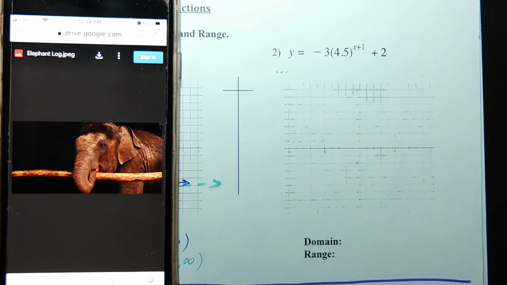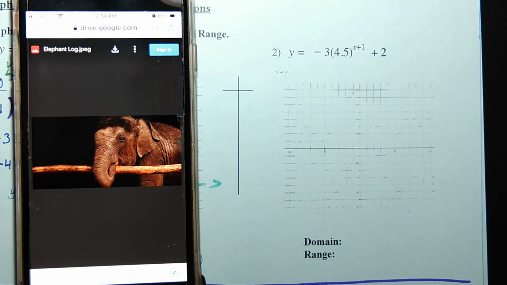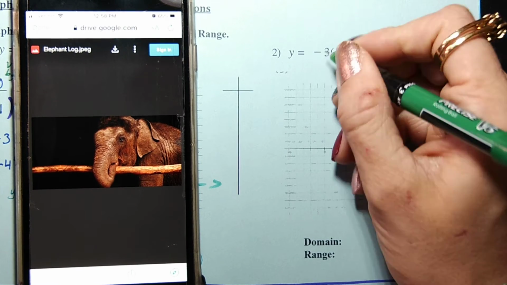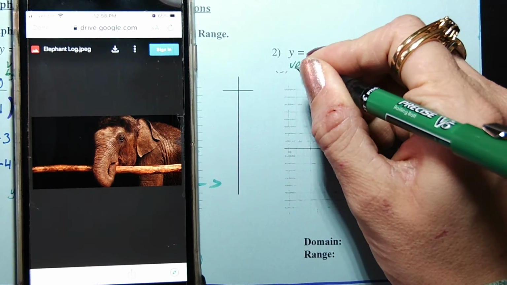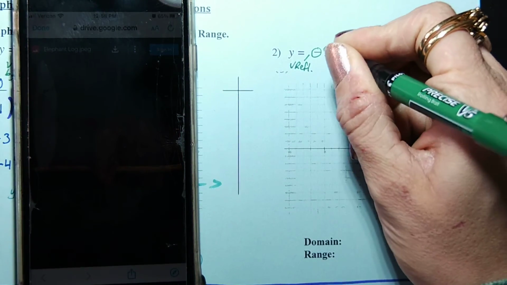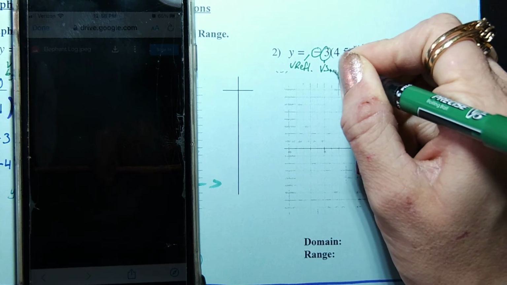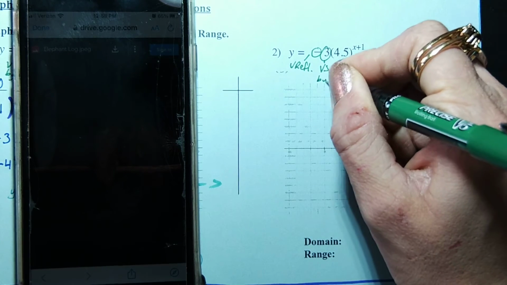Folks, while you are staring at that elephant, let's talk transformations. That -3. How many things is that doing? 2 things. The negative is a vertical reflection. The 3 is a vertical stretch by 3.